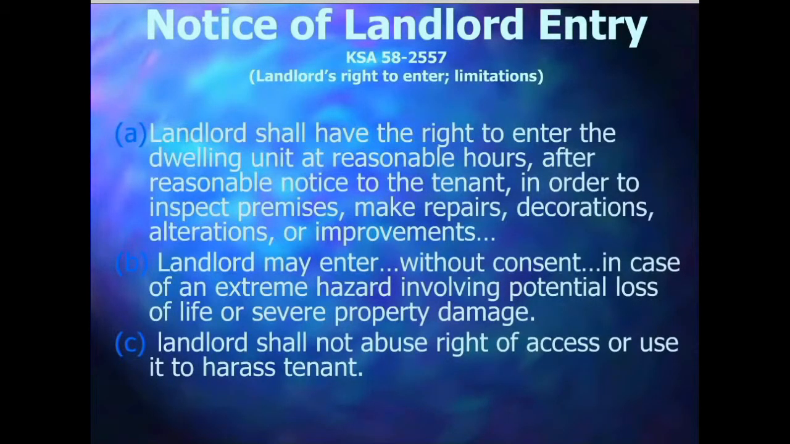Landlord may enter under B. Landlord may enter without consent in case of extreme hazard involving potential loss of life or severe property damage. So under B, it clearly states the landlord may enter without consent when there is a fire, a hazard, or potential loss of life or severe property damage. Under C, it clearly says the landlord shall not abuse the right of access or use it to harass a tenant. So it protects the tenant from abuse of landlord entry.